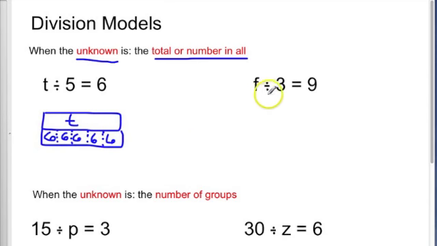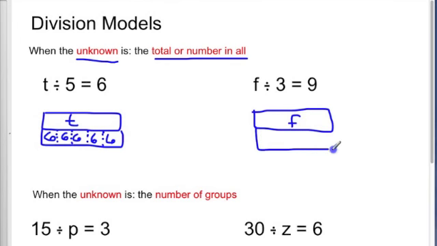Pause the video and you try F divided by 3 equals 9. Okay, you should have a model that looks very similar to this, where you're showing the total F. You're going to divide it into 3 parts, and each of those parts is 9. We don't know the dividend or the number in all. We know the divisor is 3. We show it divided into 3 parts, and each part is 9.